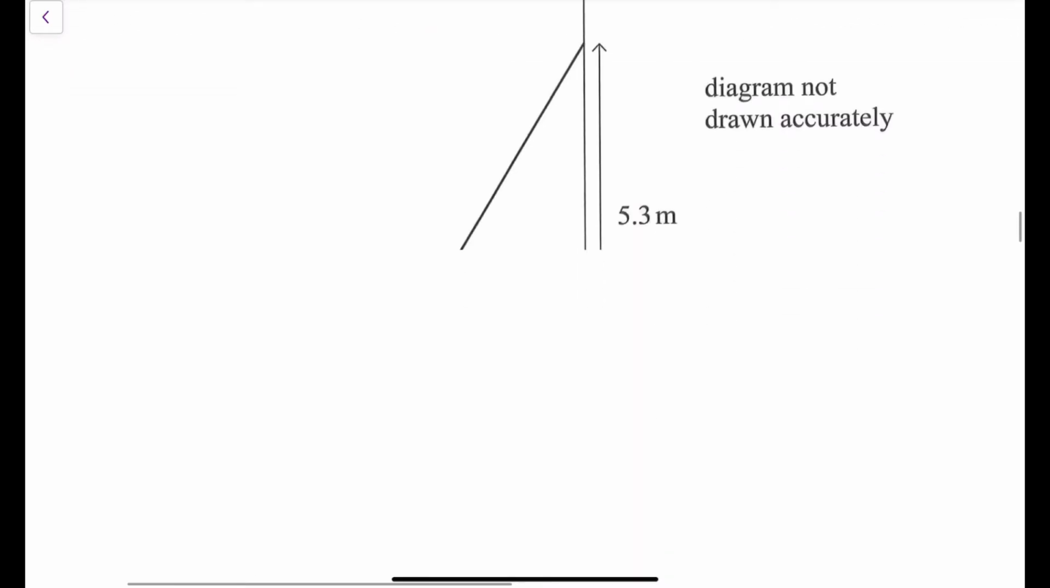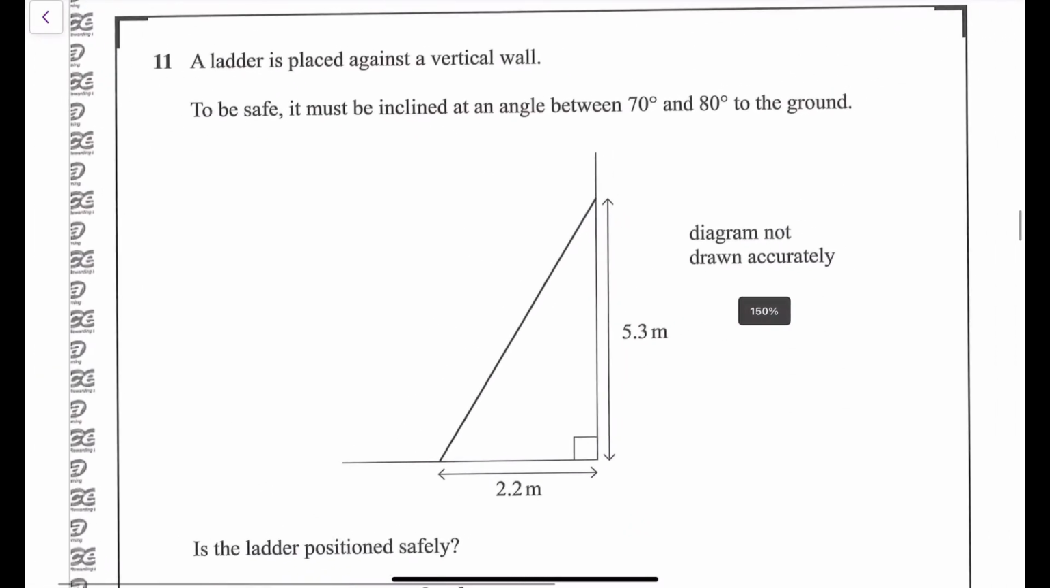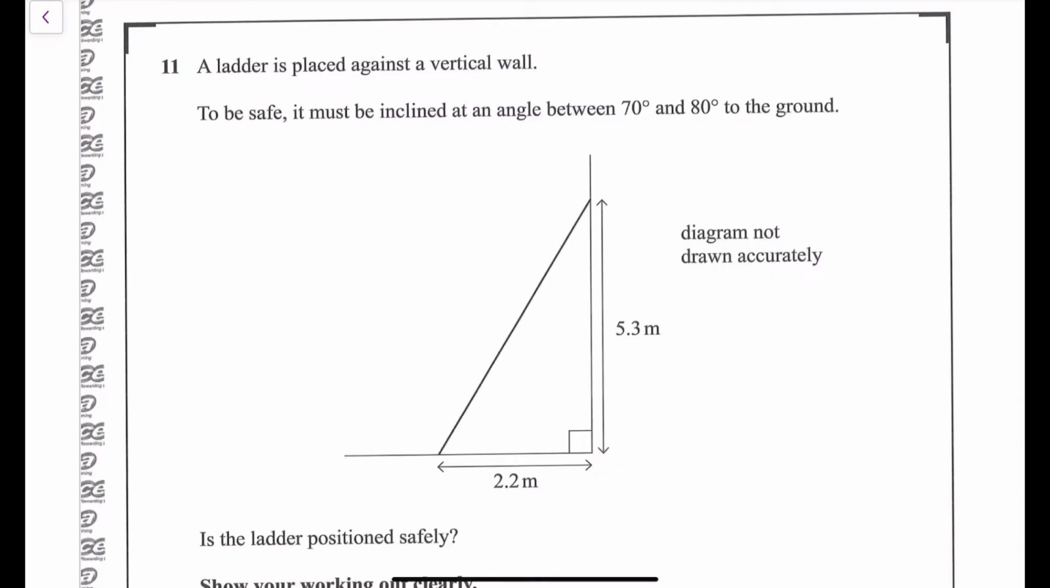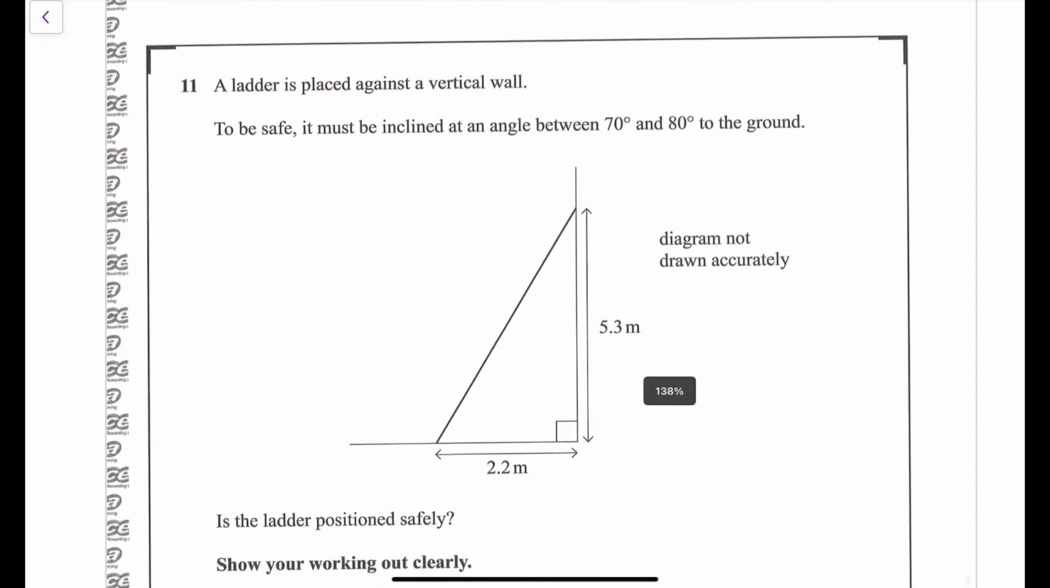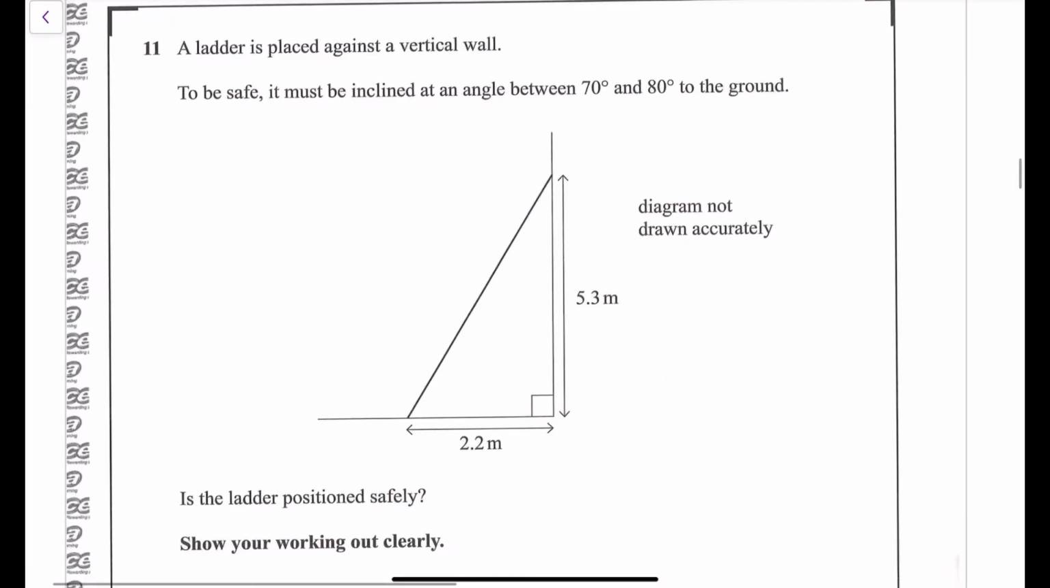Okay, lovely. Is this a Pythagoras question or a trig question? Let's see. A ladder is placed against a vertical wall. To be safe, it must be inclined at an angle between 70 and 80 to the ground. Is the ladder positioned safely? So basically, you've got to work out this angle.